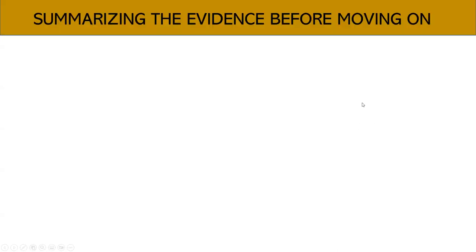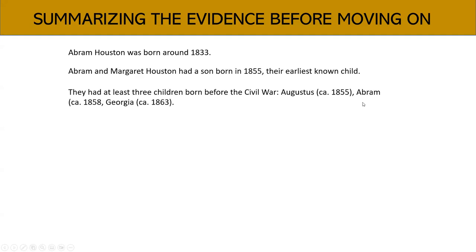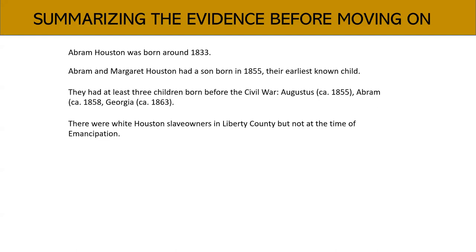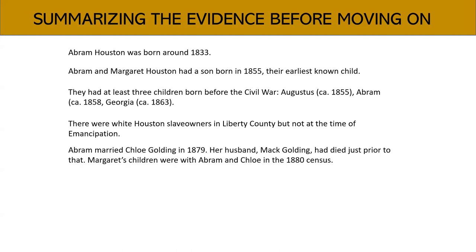So let's summarize what we've learned so far. Abram Houston was born around 1833. He and Margaret Houston had a son born in 1855, earliest child that we know of, and they had at least three children born before the Civil War, which is really important for looking in the records. There were white Houston slave owners in Liberty County, but not at the time of emancipation. Abram married Chloe Golding, and her husband, Mac, had died just prior to that.